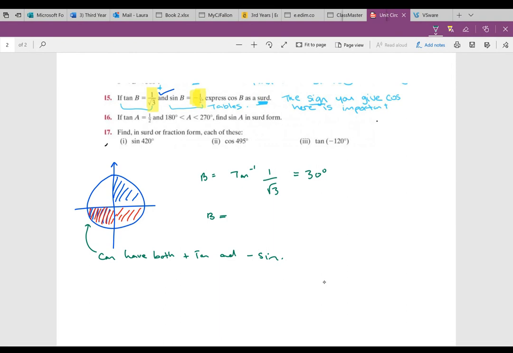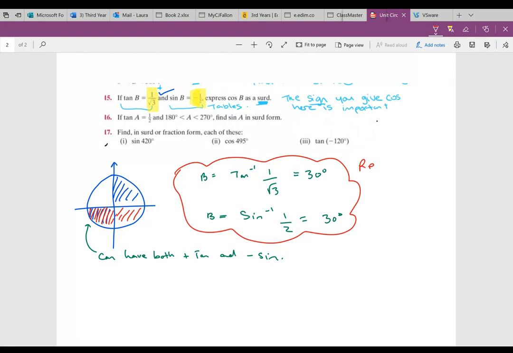Sine B should be the same. So if I put in sine inverse, shift sine, and put a half. And remember, I actually don't need to use the half because I'm only looking for the reference angle in this case. And I'll get 30 there as well. So this tells you that the reference angle is 30.